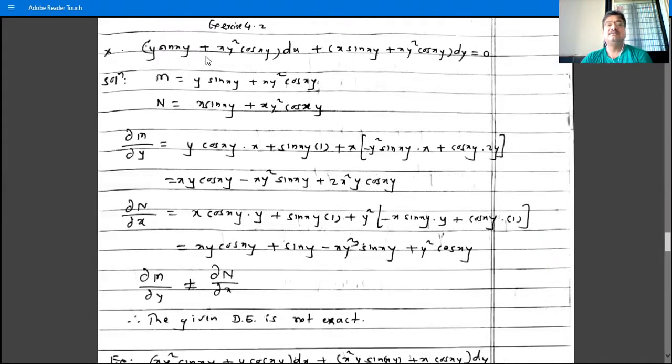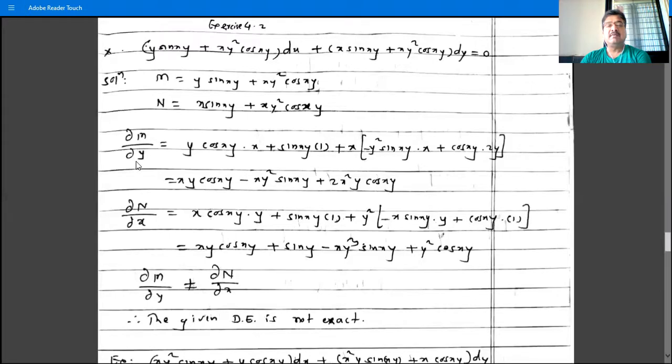y sin(xy) plus x y square cos(xy) dx plus x sin(xy) plus x y square cos(xy) dy is equal to 0. And the question is: determine whether this differential equation is exact. If yes, then find its solution. So what is M? M is y sin(xy) plus x y square cos(xy), that is the coefficient of dx, and the coefficient of dy is N. So we compare this equation with M dx plus N dy is equal to 0. We have M and N.